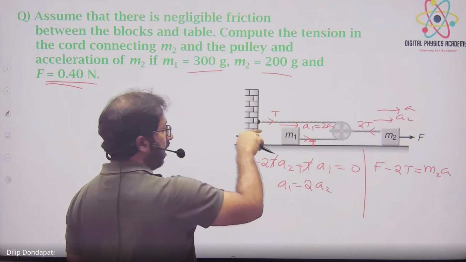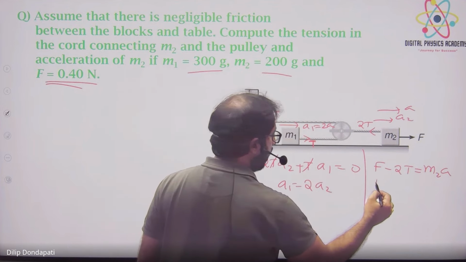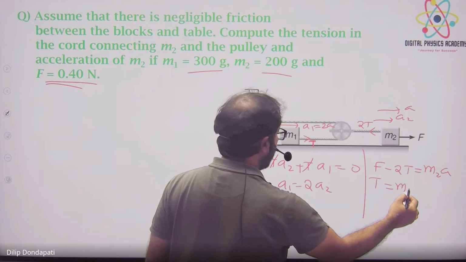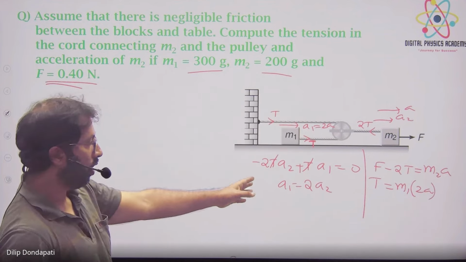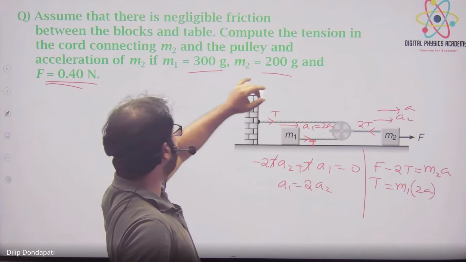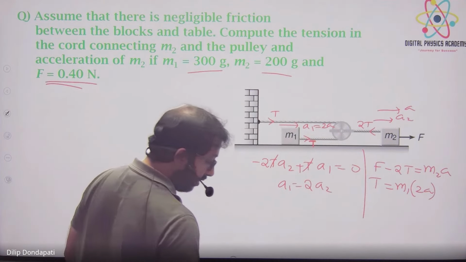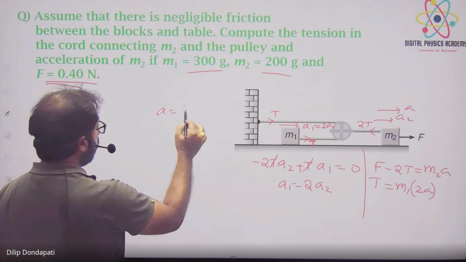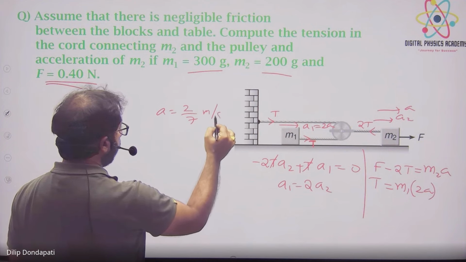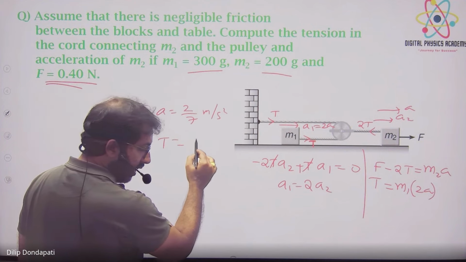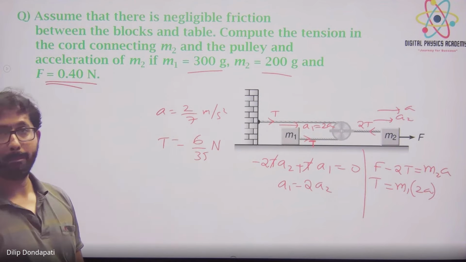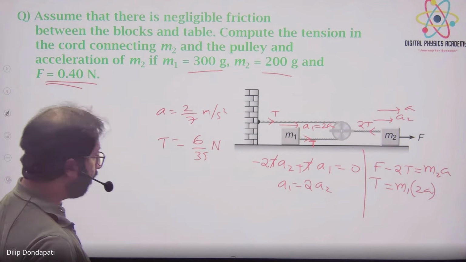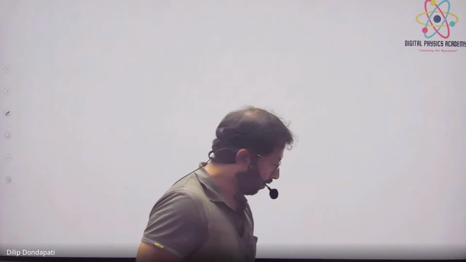इसका इक्वेशन, नेट फोर्स, एक ही फोर्स फैक्टर है. So T is equal to m1 into a, which is 2a. Now आपको solve करने से you will get the answer. I wrote the answers. a is equal to 2 by 7 meters per second square and tension you get as 6 by 35 Newton. चलो, now calculate करो. So one more question I'll give. Try करो.